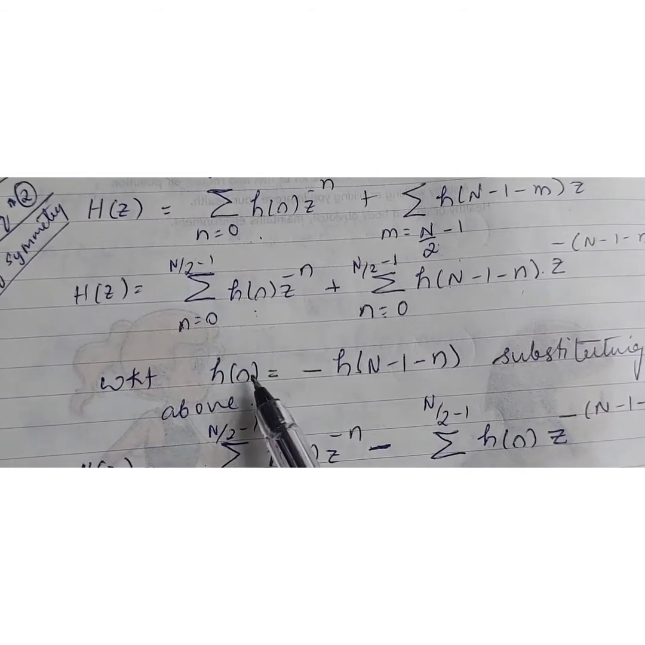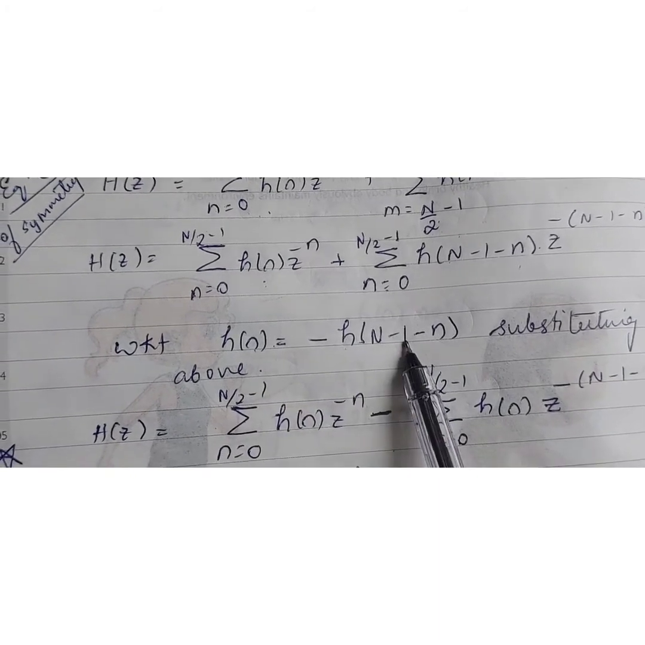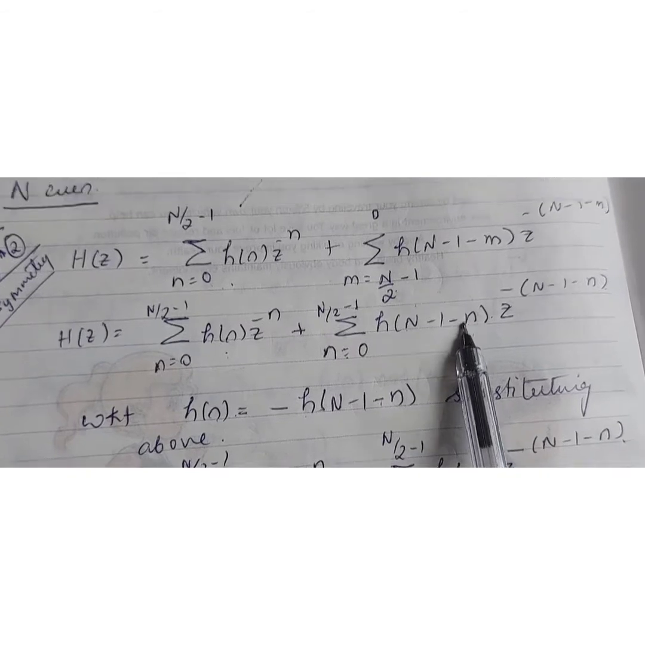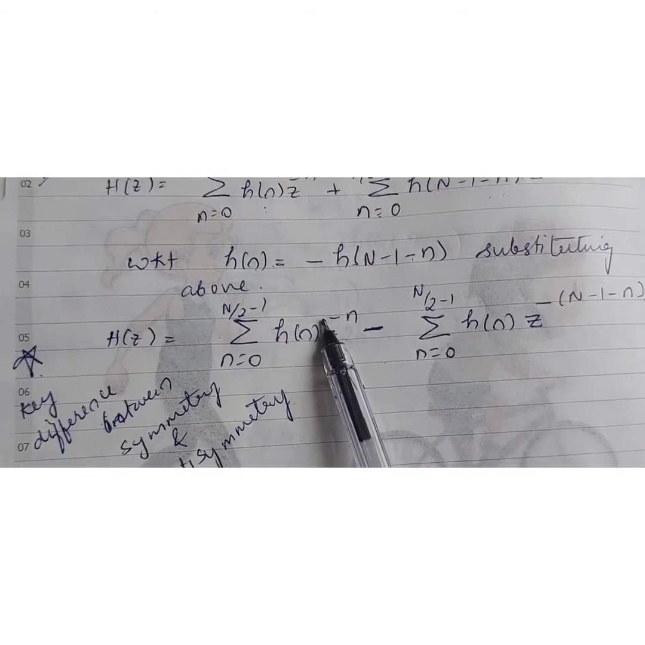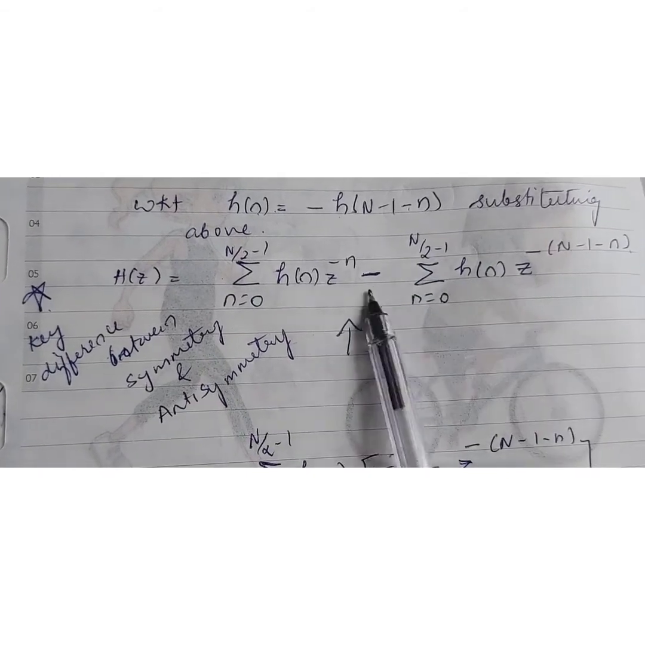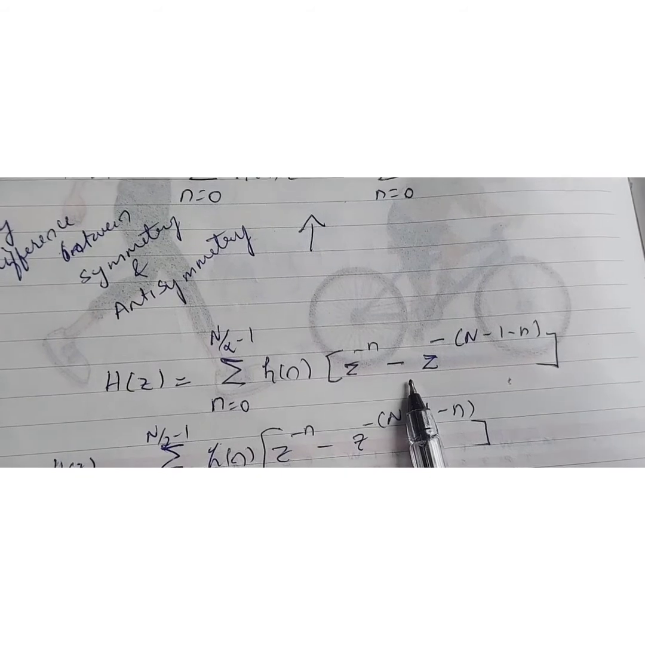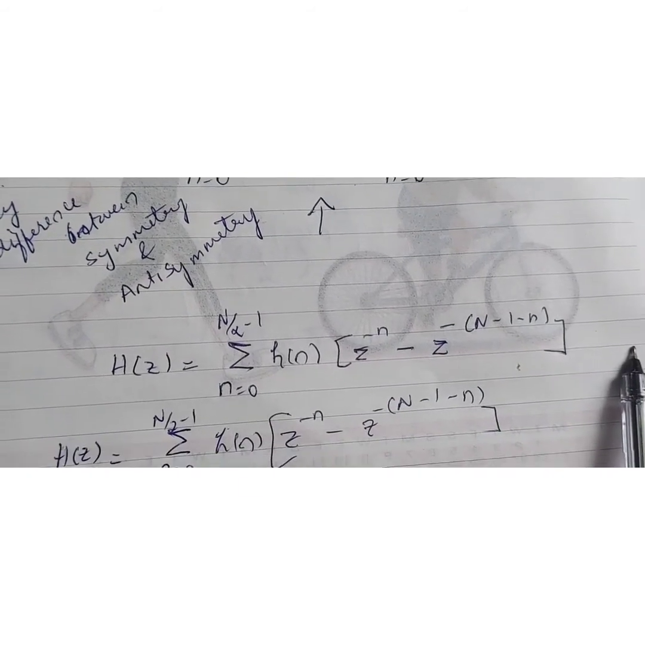The only thing is we are going to substitute h of n is equal to minus h of n minus 1 minus n. So when we do that, what happens to this term? This becomes minus of h of n, and we get a negative term here. This is the key difference between symmetry and antisymmetry. Once we do this, this is what we get.